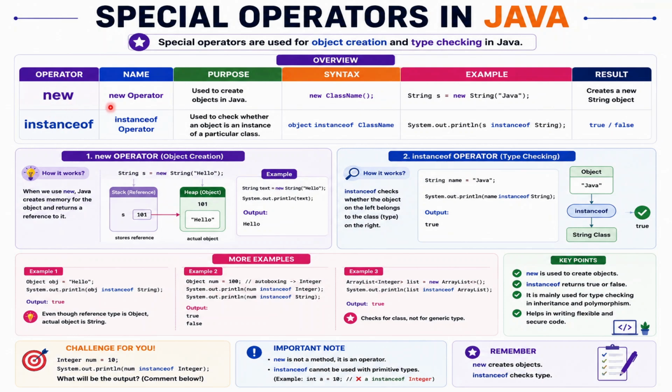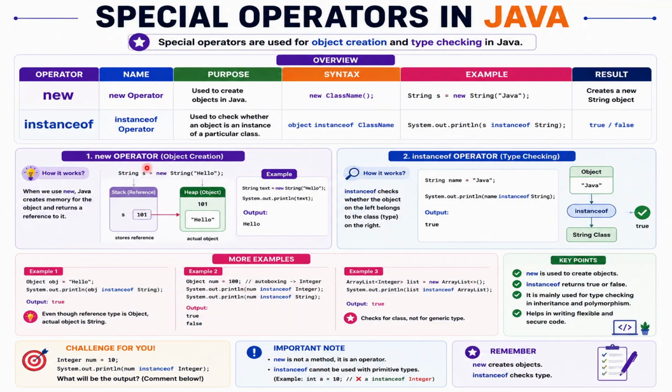We have the new operator. Its purpose is to create new objects in Java, and the syntax is new ClassName. Example: String s = new String("Java"); the result is that it creates a new String object. Next we have the instanceof operator. Its purpose is to check whether an object is an instance of a particular class. The syntax is object instanceof ClassName. Example: System.out.println(s instanceof String), where s is the reference variable. The result can be true or false.